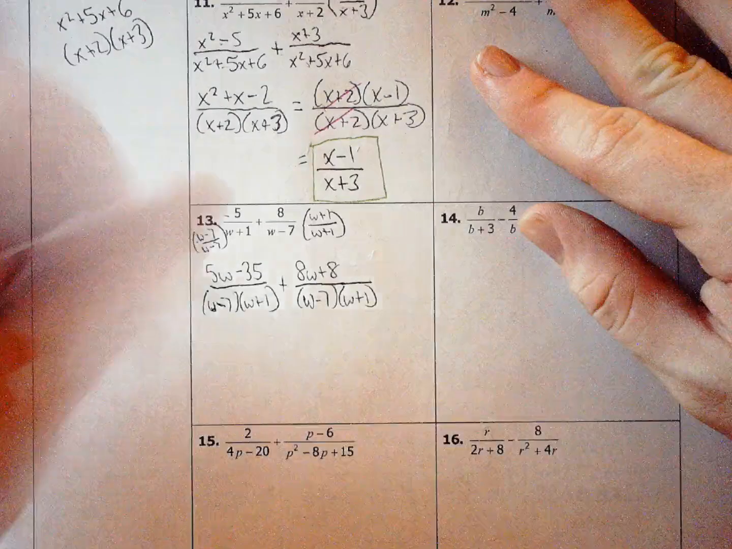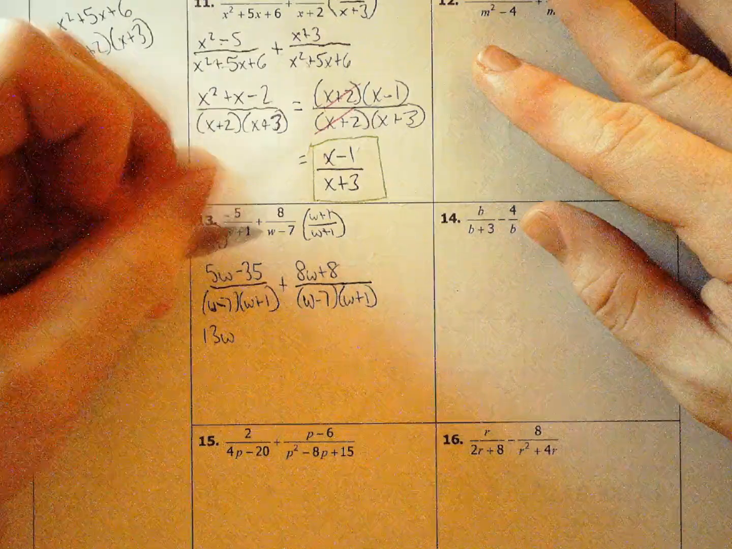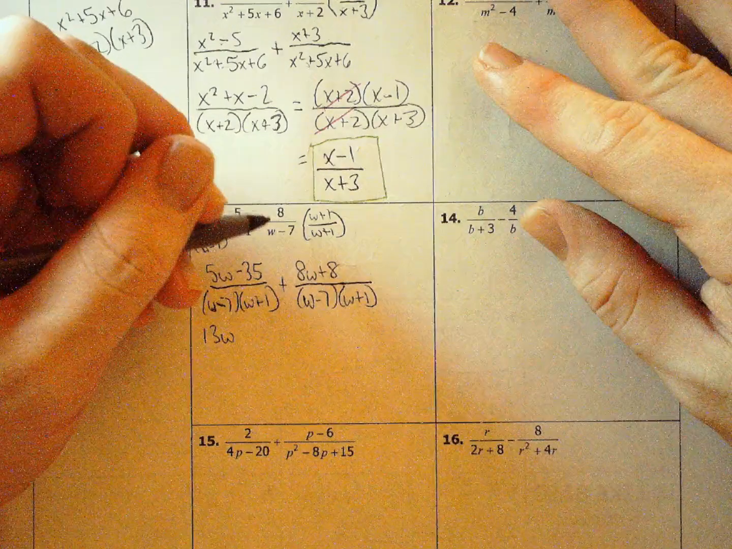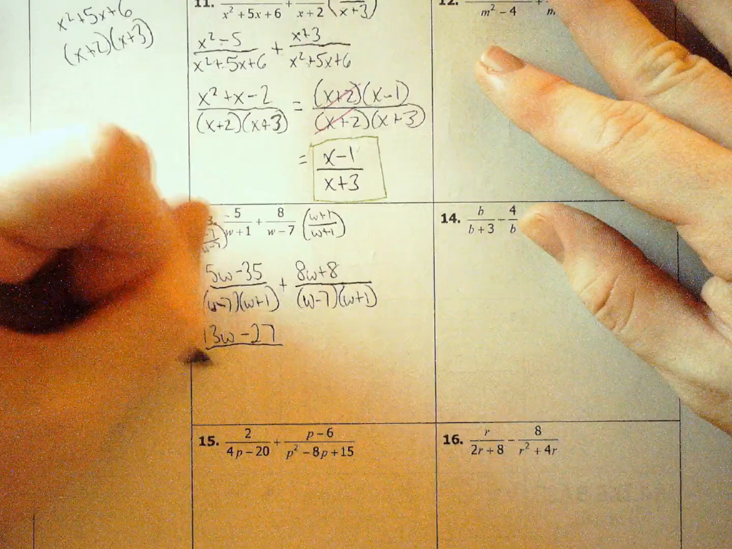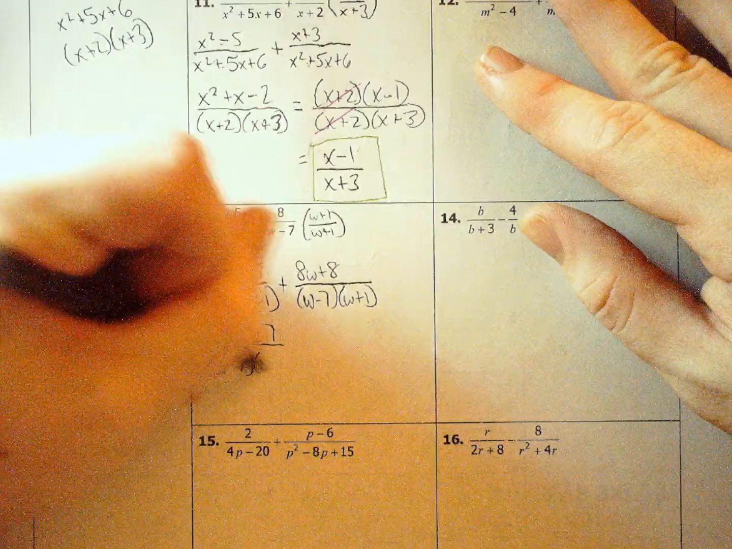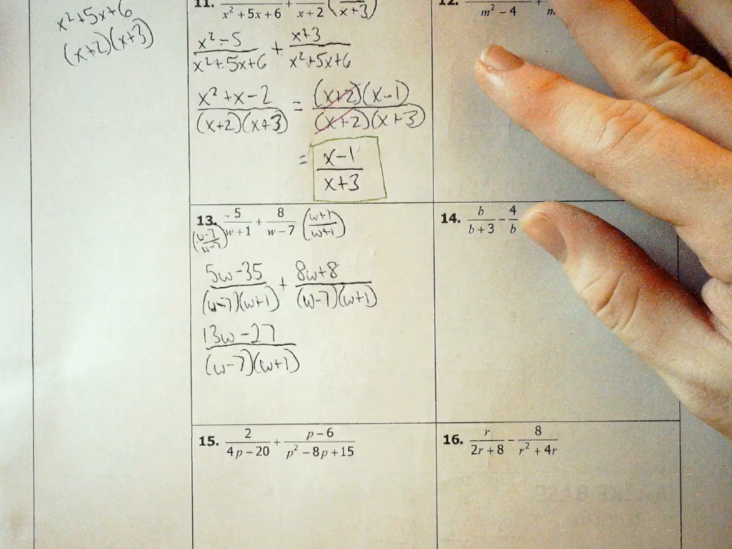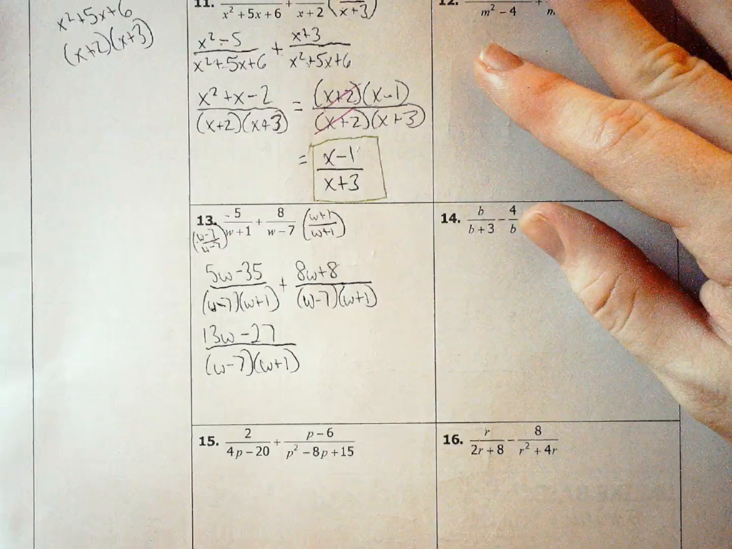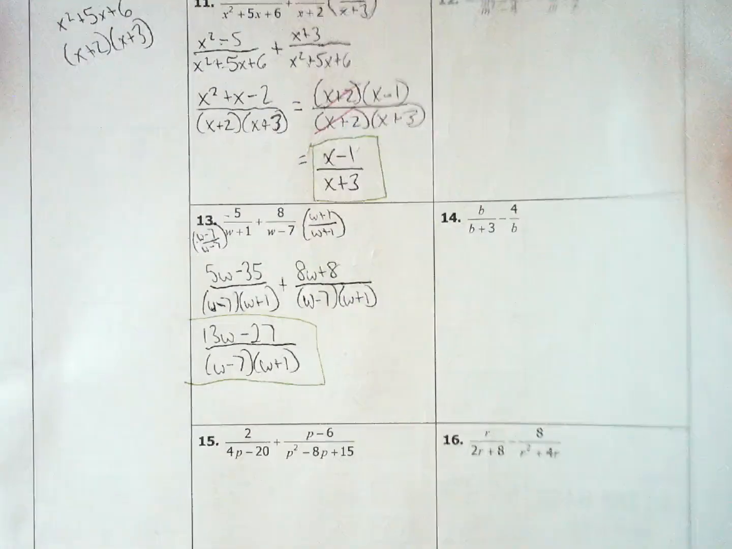And so now when I add these together, 5w plus 8w, that's 13w. And let's see, what's negative 35 plus 8? Negative 27? Yeah. Boom. I think that's as far as it gets. I don't think it gets any simpler than that. You can't factor out 13 or anything like that. So we'll just call it a day on that problem.